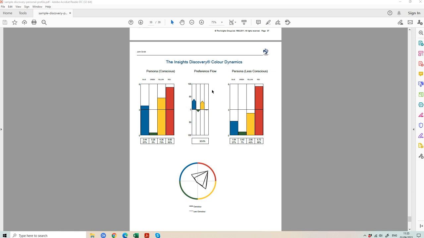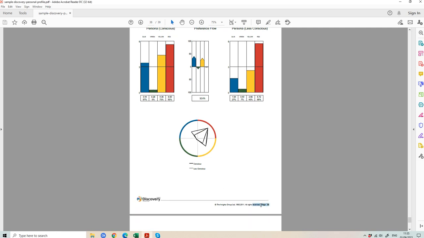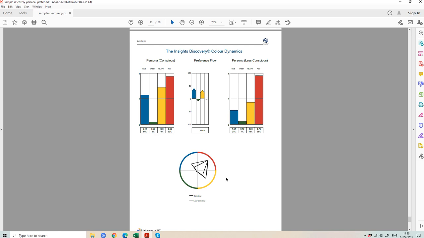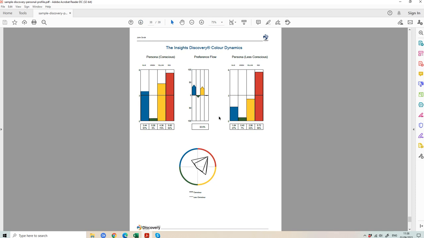Hi, my name is Paul Rhodes, and today I'm going to discuss the Insights Discovery profile with a focus on the two graphs that you get at the back of your profile. The page number will change depending on which profile you've got, but generally you'll find this at the back of the profile. And I'm also going to talk about the Insights Discovery 72 type wheel, where you've got a couple of dots floating around. I just want to help you understand what these mean when you get your profile. So let's start with the Insights Discovery, as they call it, color dynamics, or the charts or graphs you get at the back of your profile.